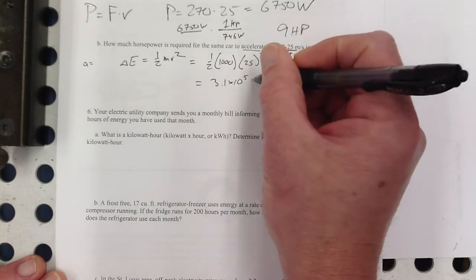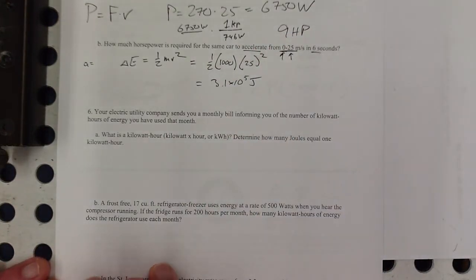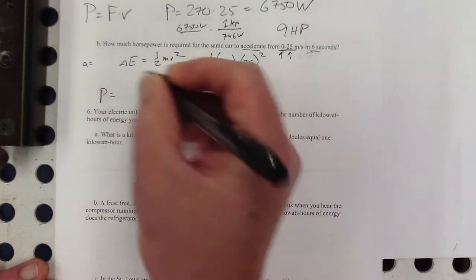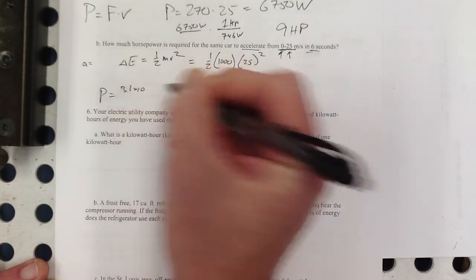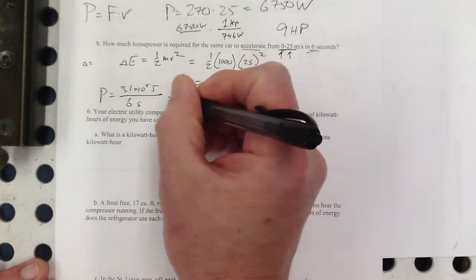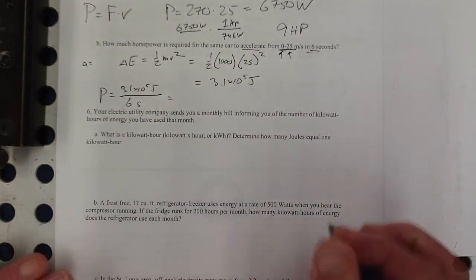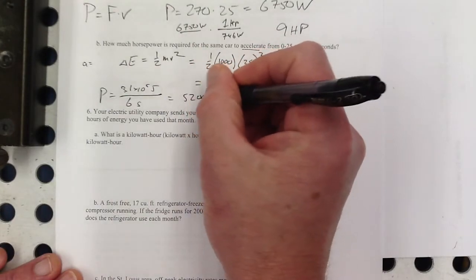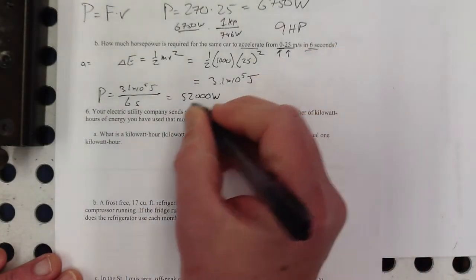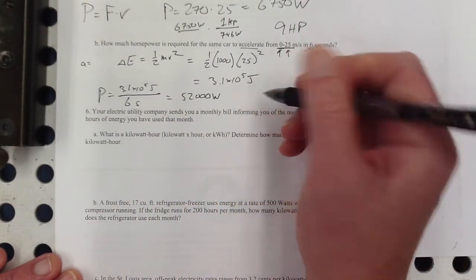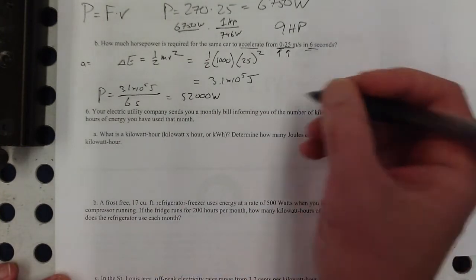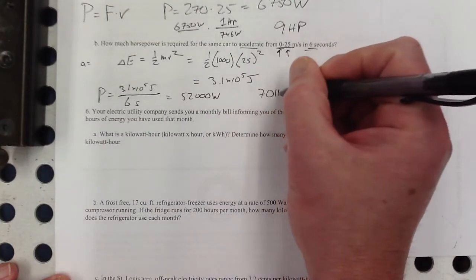I'm going to call that 3.1 times 10 to the 5th joules. And then if we want to know about power, we divide by the time. So power is equal to 3.1 times 10 to the 5th joules divided by 6 seconds. That's about 52,000 watts. And then if you want to convert it to horsepower, divide that by 746. So about 70 horsepower.